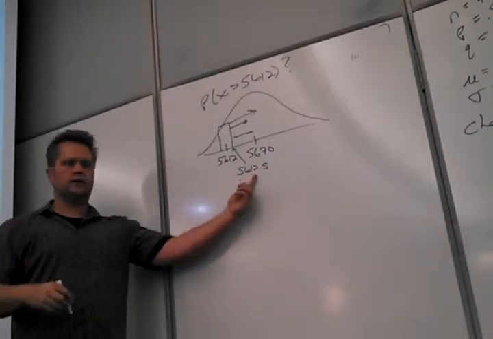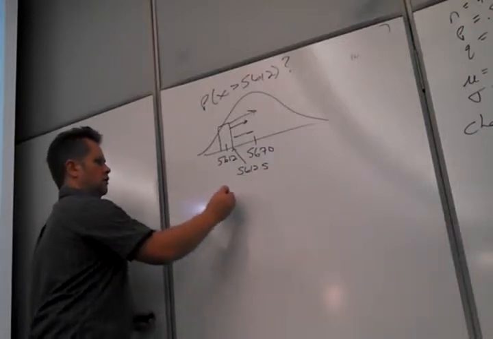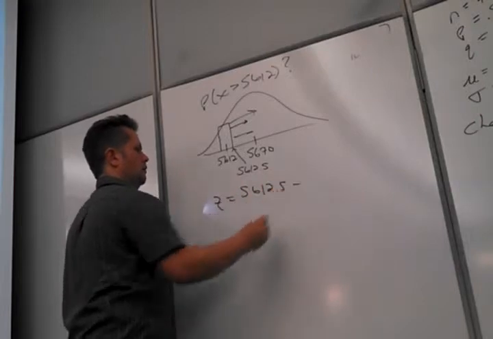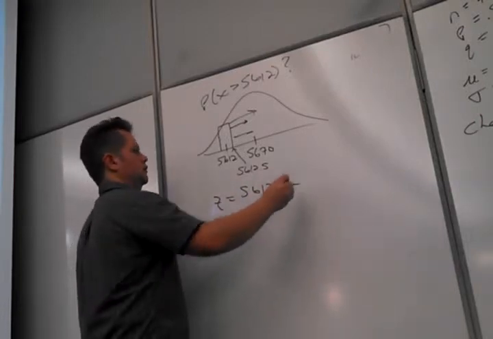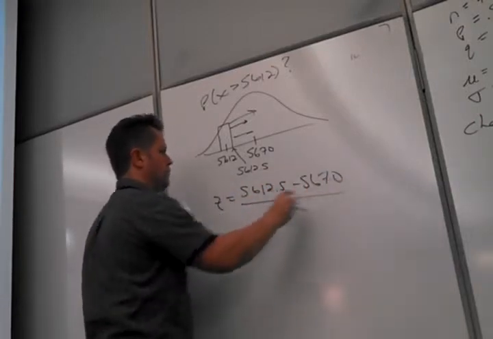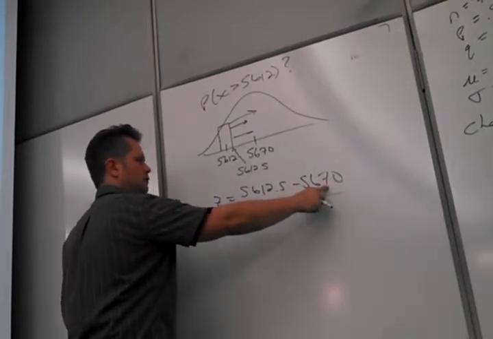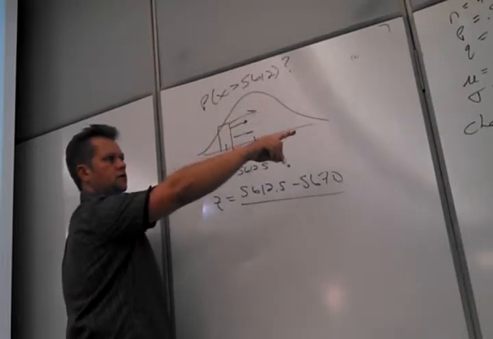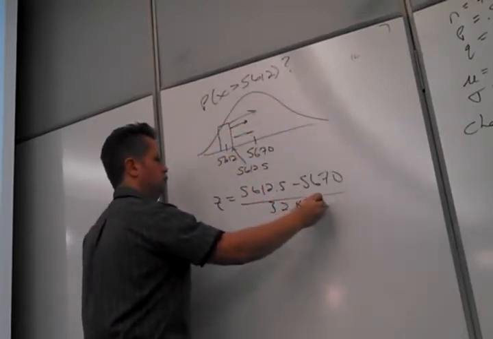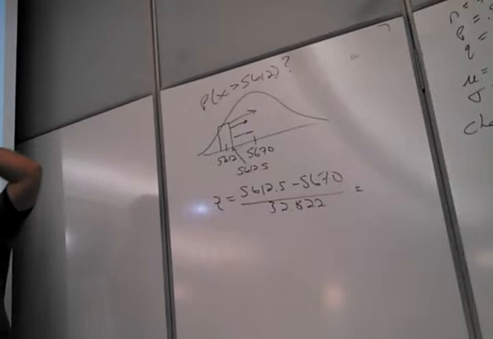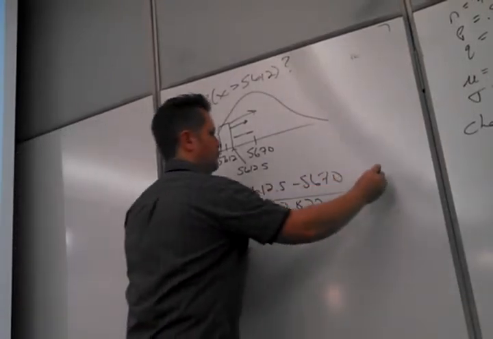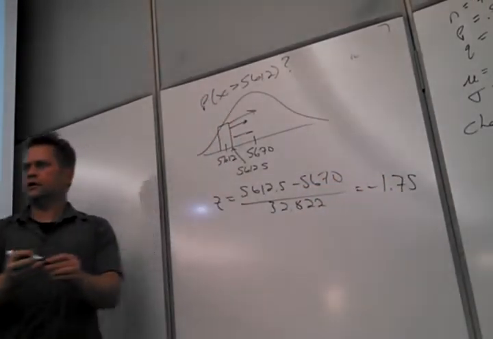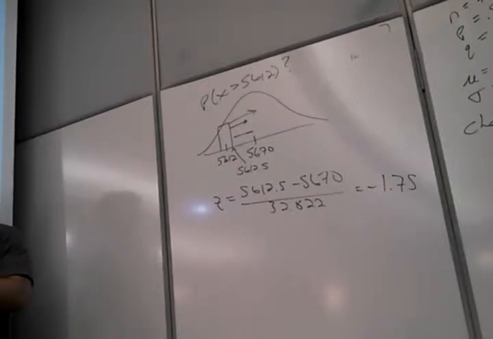So how do I make a z-score out of this? 5612.5 minus 5670. Good. So my data point minus the mean, divided by the standard deviation, 32.822. Negative 1.75. Is that cool? Some of you guys are nodding your head. I'm not sure if you put that in the calculator. Sounds good as a number.